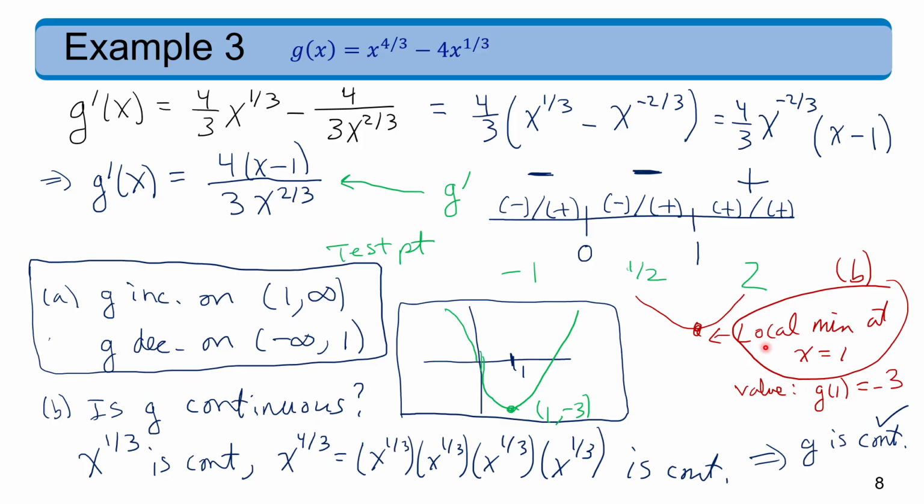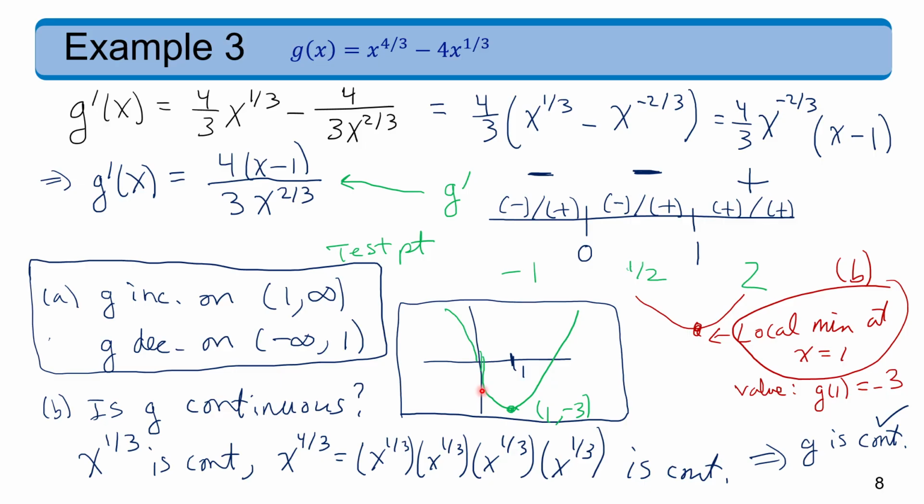But one thing I want to point out was this other critical number, 0. 0 was a critical number, but it turned out not to be a local min or max because g is decreasing on either side of 0. So decreasing to the left of 0, and then when we cross to the right of 0, still decreasing. Notice there appears to be a vertical tangent there.